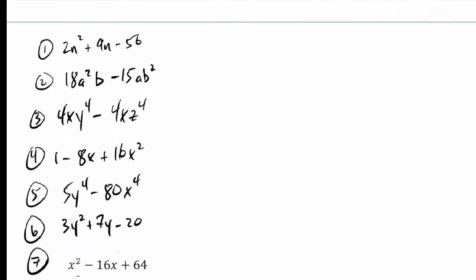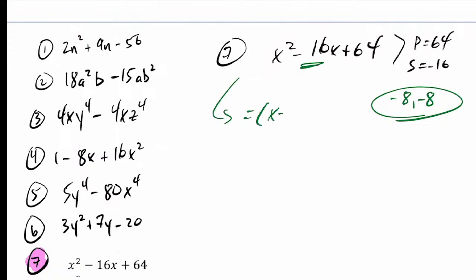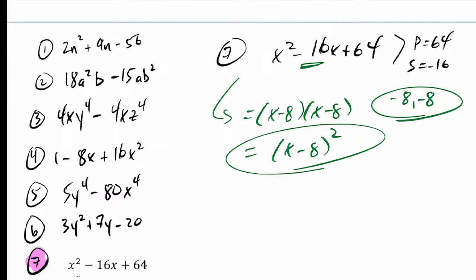Right. So with number 7 here, you've got yourself a simple trinomial. Leading coefficient is 1. I have to think of 2 numbers whose product is 64 and whose sum is negative 16. So the 2 numbers are negative 8 and negative 8. Negative 8 times negative 8 is positive 64, and negative 8 plus negative 8 is negative 16. So I need that minus 16 here. That means this factors into x minus 8 times x minus 8, which is exactly equal to x minus 8 squared. That's it for 7.